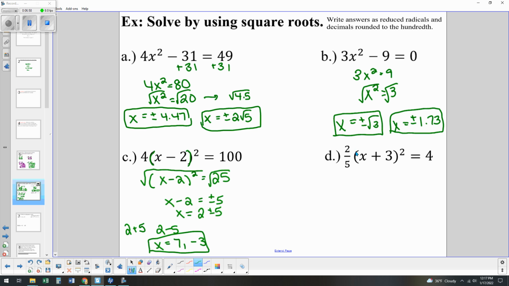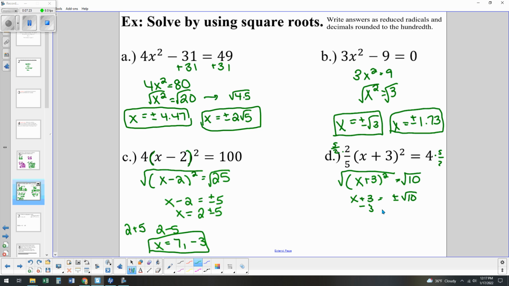So in D, same idea. I'm going to get rid of the 2/5 first by multiplying by the reciprocal, 5/2. When I multiply by 5/2, I get 10 on this side. So we have (x plus 3) squared equals 10. I could take the square root of both sides. So x plus 3 equals plus or minus the square root of 10. I can't reduce the square root of 10, so I'm going to leave it as the square root of 10.